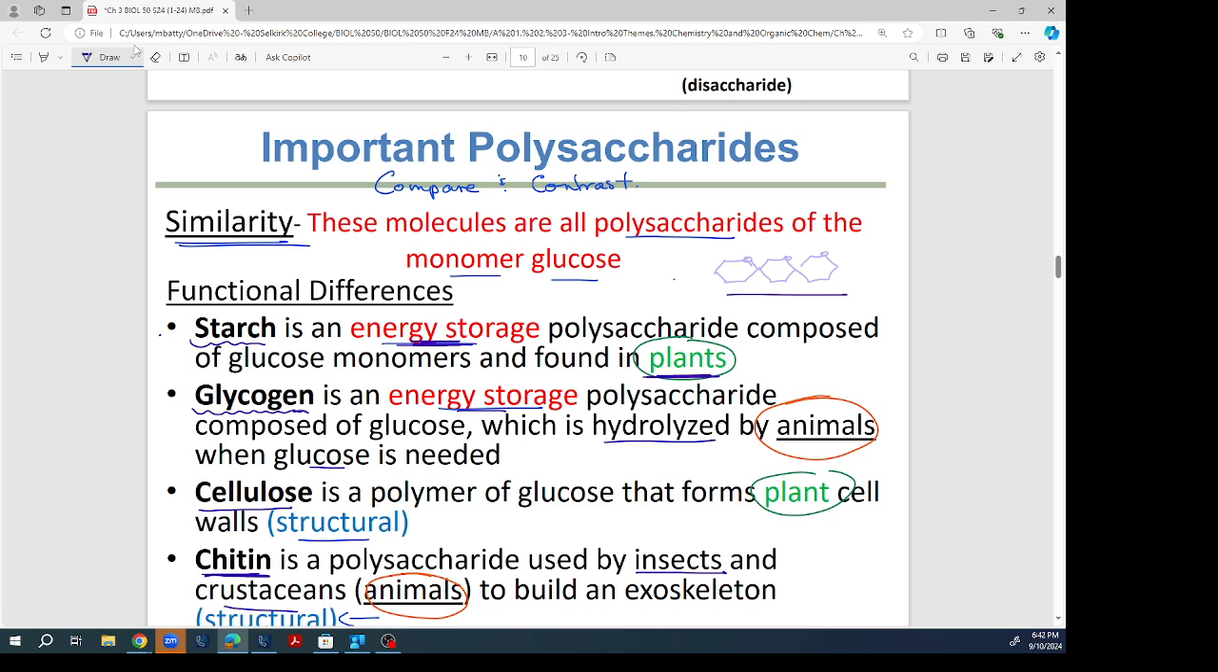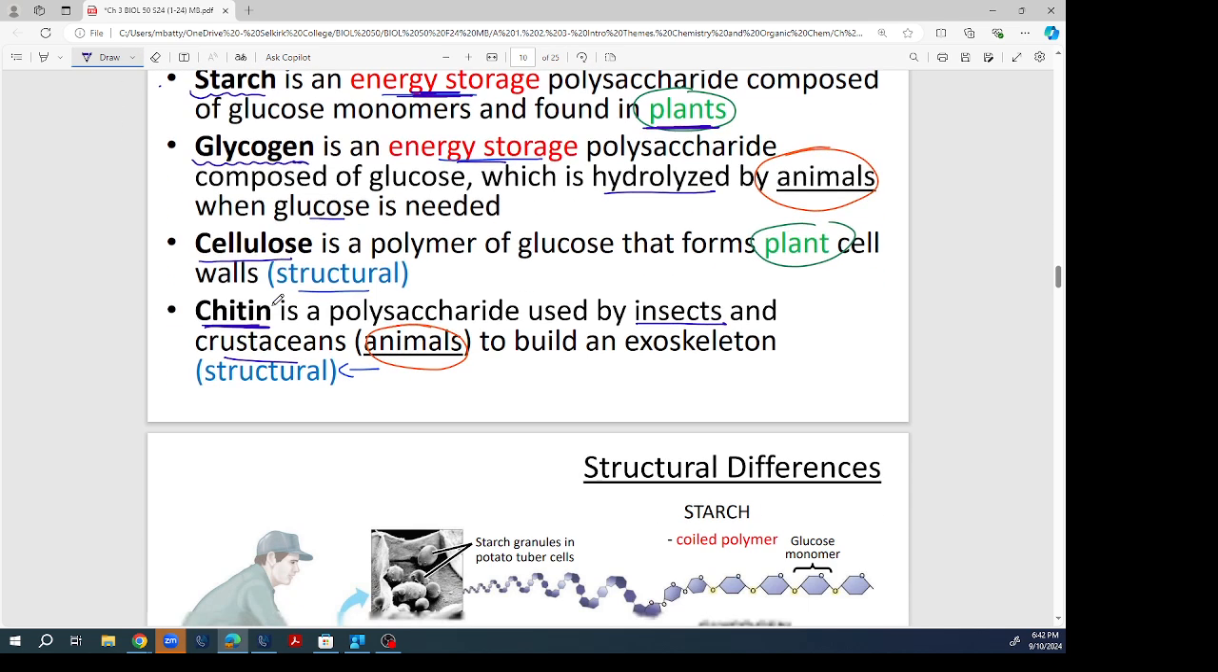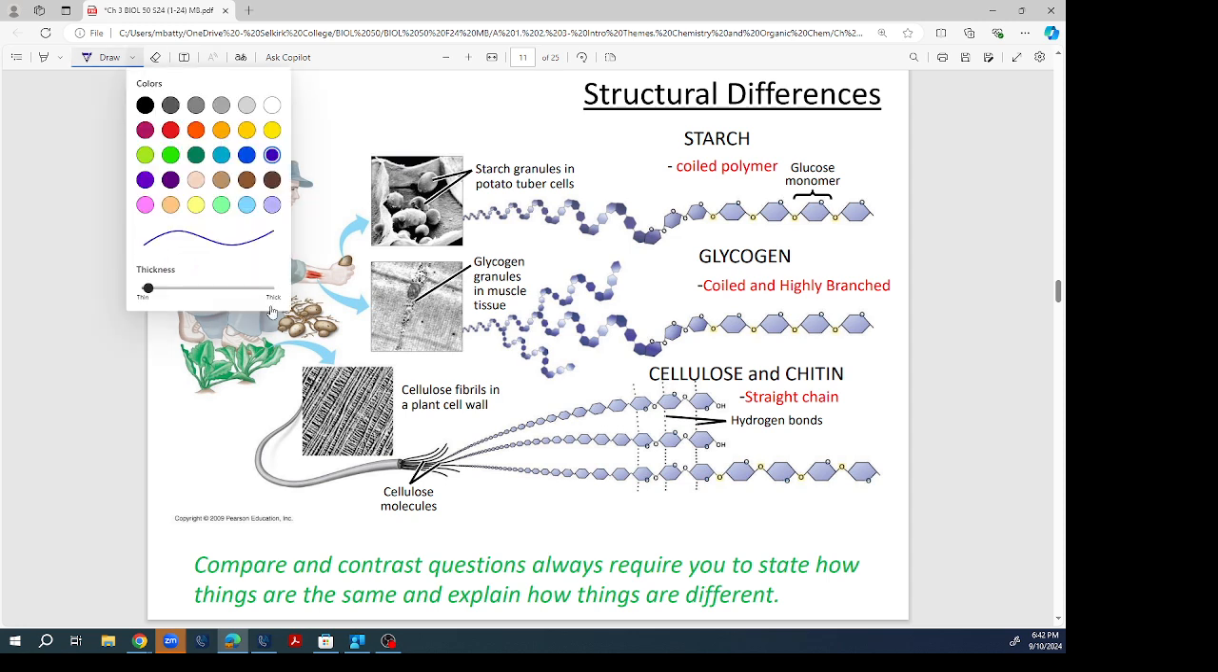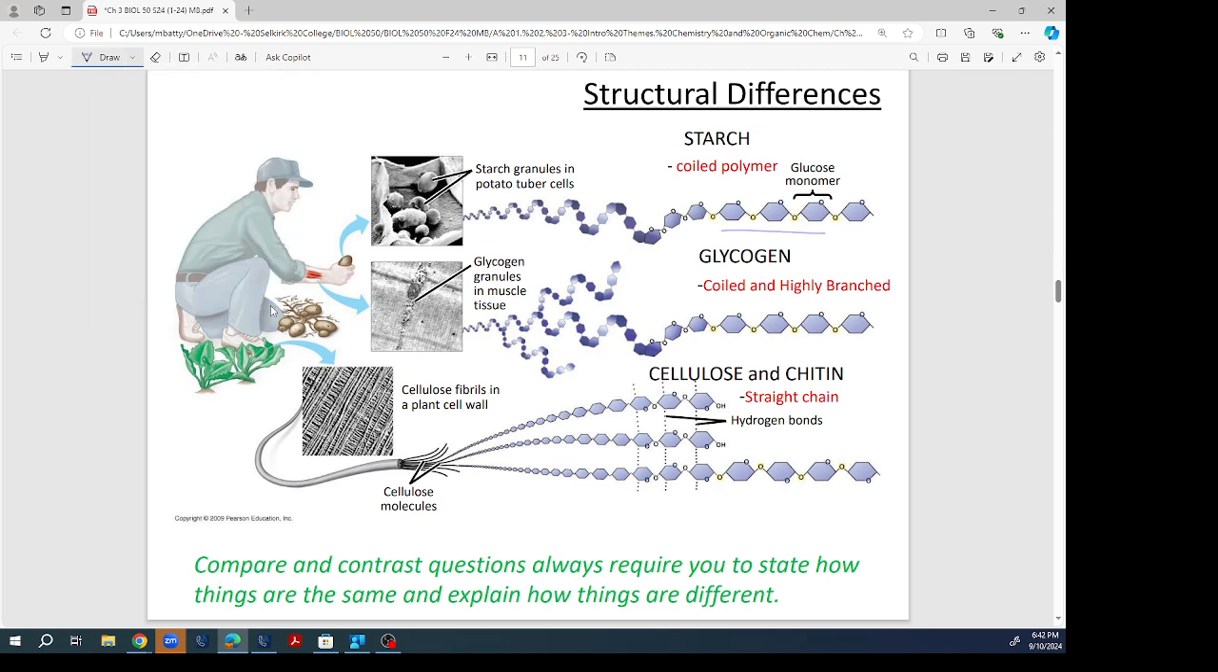So we've now talked about how the polysaccharides are the same and how they're different in what they do, right? Their functional difference. Let's take a look at the next picture, because these are structural differences. And so working through them in the same order I find useful. If I summarize these pictures, we've got starch is that monomer of glucose. You can see, right? They're all monomers of glucose, right? Starch is a coiled structure where glycogen is both coiled and branched. I don't know if that looks like it to you. Cellulose and chitin are very similar.